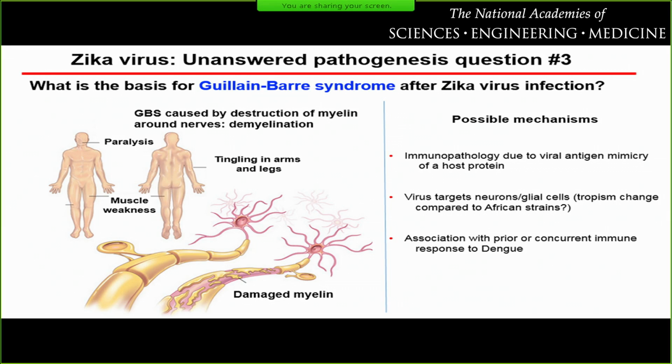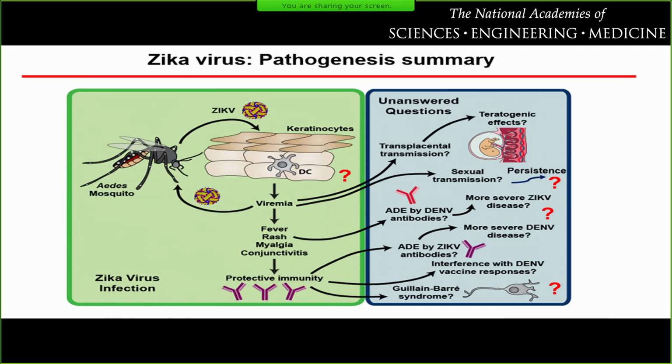There could be immunopathology, so the antibody or T-cell responses that you generate to the virus could actually mimic a host protein. It could be that the virus has changed in its sequence and therefore now targets cells that are around neurons or near neurons, or there could be some other association that we just don't understand related to prior immunity to dengue. So really this is an area we need to study as well. Next slide. This is my last slide, and I just use it as a summary.